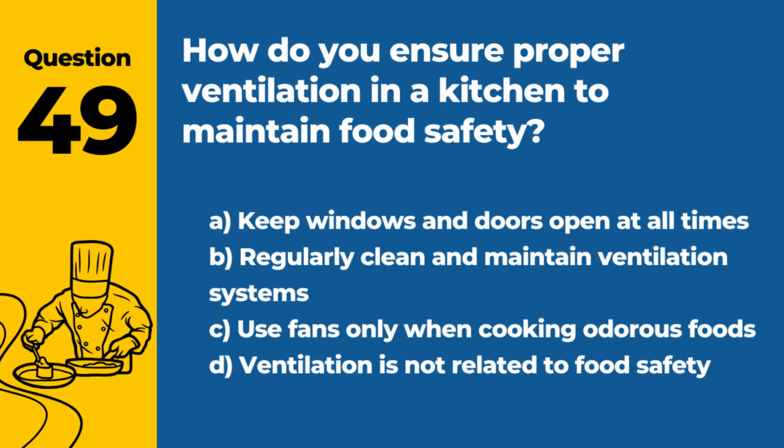Question 49. How do you ensure proper ventilation in a kitchen to maintain food safety? A. Keep windows and doors open at all times. B. Regularly clean and maintain ventilation systems. C. Use fans only when cooking odorous foods. D. Ventilation is not related to food safety. Answer: B. Regularly clean and maintain ventilation systems. Ensuring proper ventilation in a kitchen is crucial for food safety and involves regular cleaning and maintenance of ventilation systems to remove smoke, steam, and odors, which helps maintain a safe and comfortable working environment.